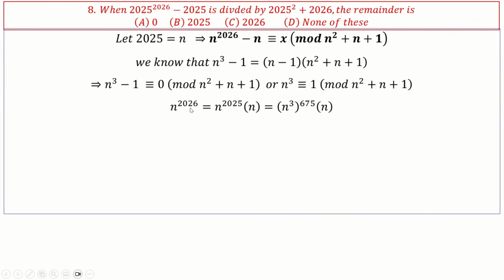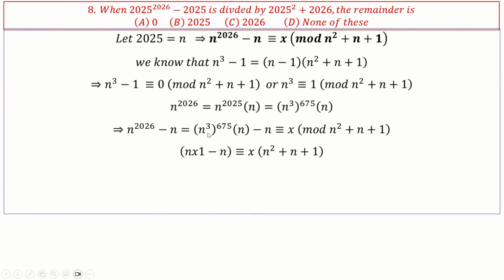So n to the power of 2026, I can write as n to the power of 2025 into n, and this I can write as n cubed whole to the power of 675 into n. All these remainders are 1, so I am left with only n. By the remainder theorem, n cubed gives remainder 1 when divided by n squared plus n plus 1. So this is n into 1 minus n congruent to x, modulo n squared plus n plus 1, which means n minus n, which is 0. So x is 0, the remainder is 0.